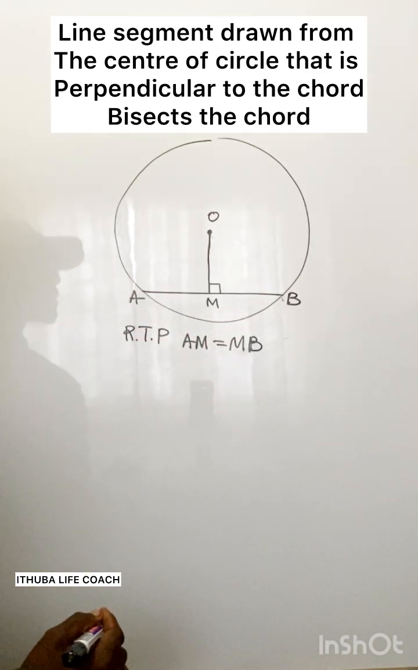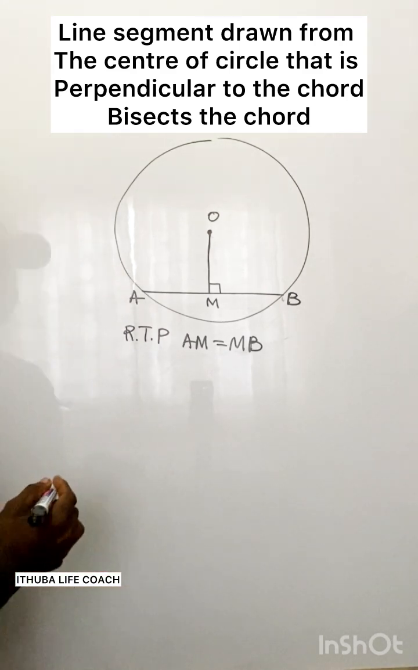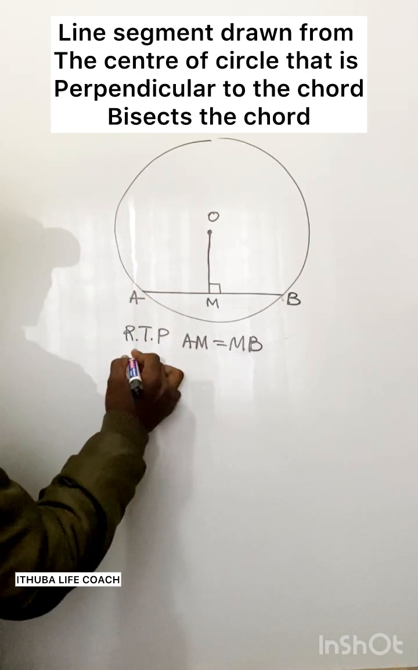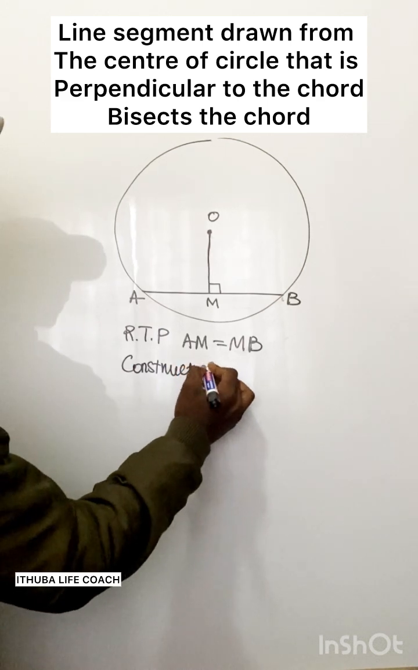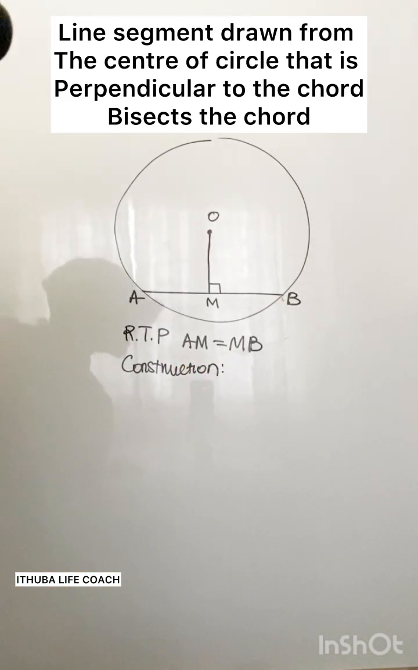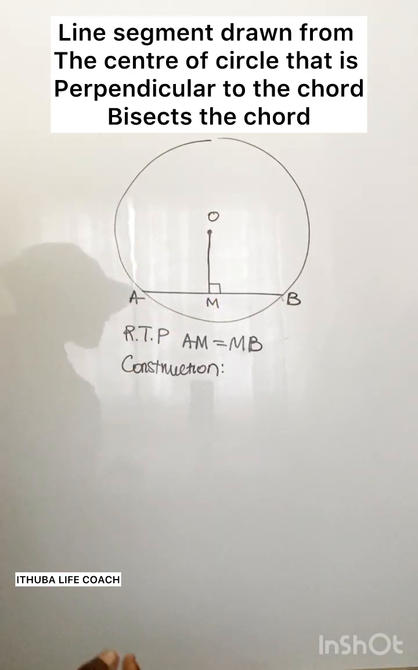How are we going to prove it? By congruency. This is what we are going to do, guys: we are going to do what we call construction. Because remember, to prove congruency you have to have a certain shape, either a quadrilateral or a triangle. But the problem here is that these are not shapes. These are just two lines that are perpendicular to each other.